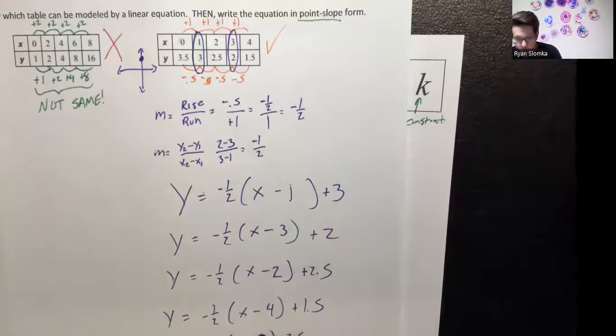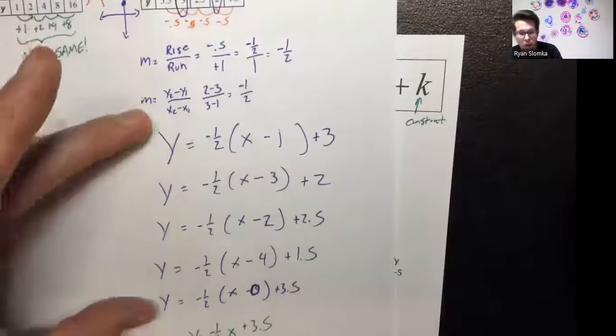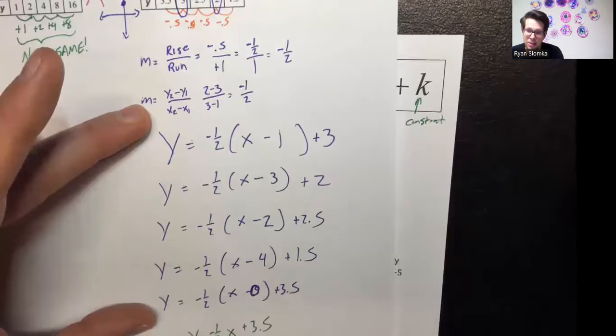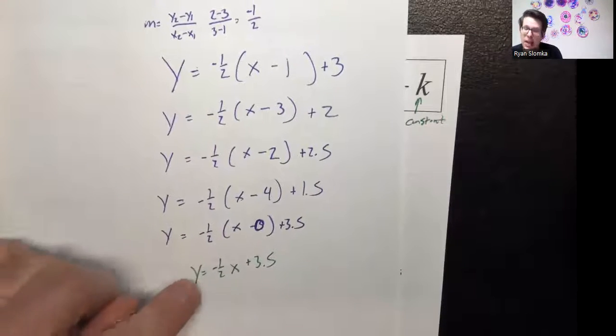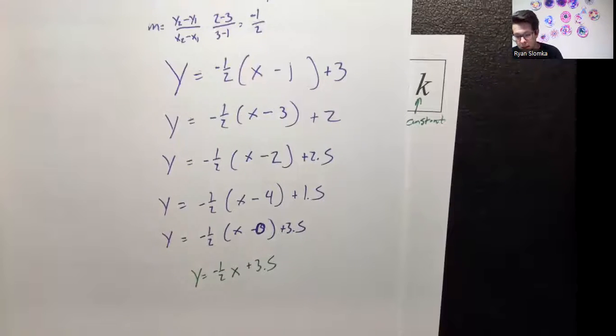And so they're all great. So for point slope form, you're welcome to use any of these 5 answers, and they're all correct. For slope intercept form, it is a bit more specific. It is only that one that is the correct equation right there.